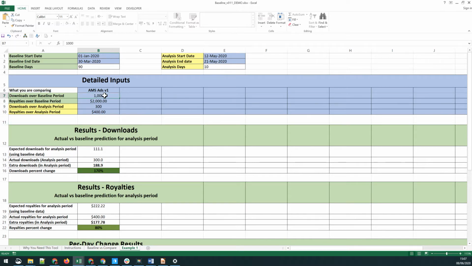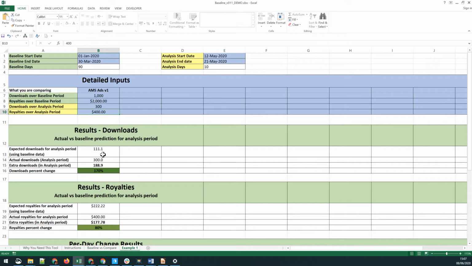We've got 1,000 downloads for the baseline and only 300 for the analysis, $2,000 earned for the baseline, $400 for the analysis. And that lets you see how it's quite hard to look at that and not think, oh, the numbers have gone down. It's not been successful, even though the date periods are different ranges. Well, let's have a look at what that did to the downloads.